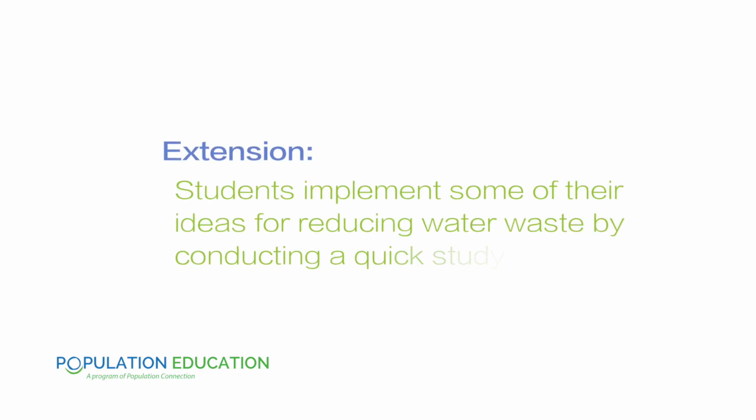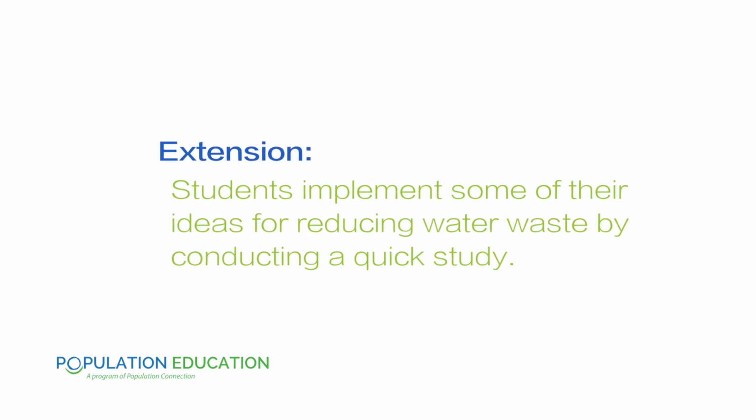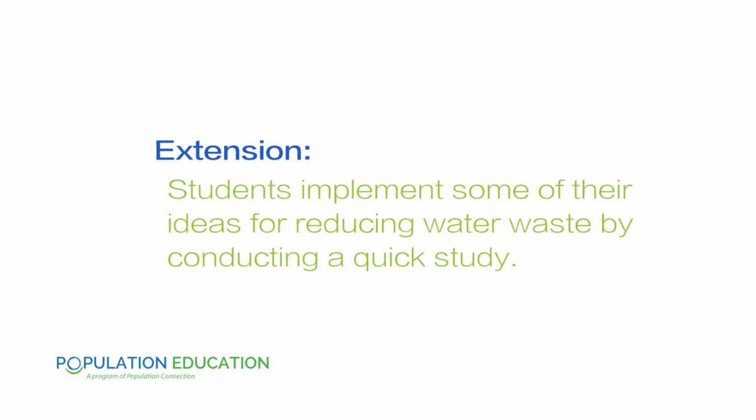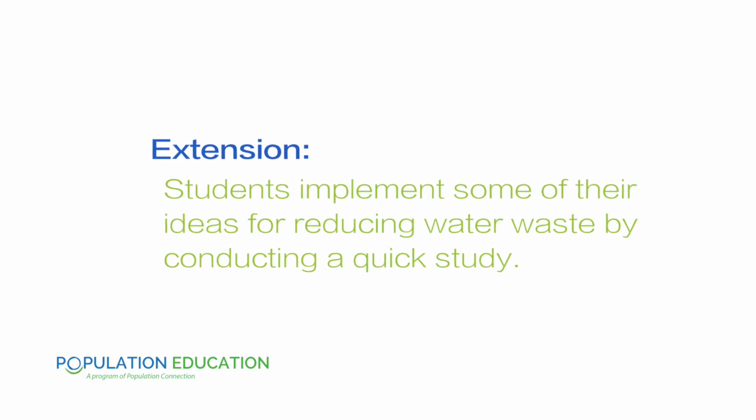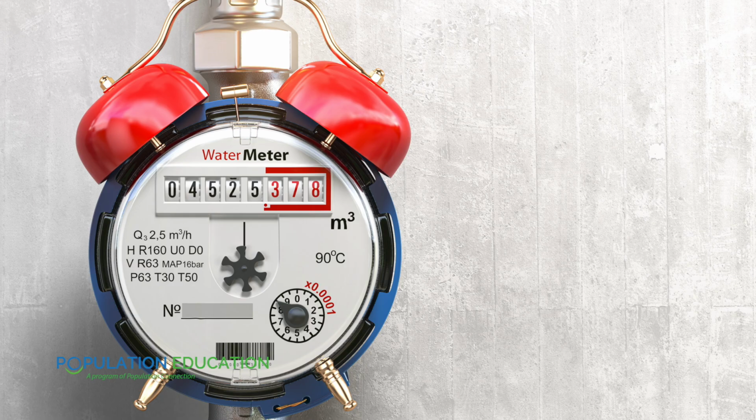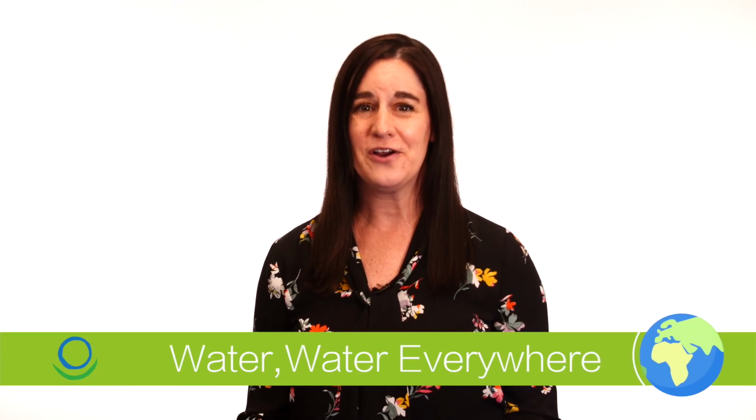Finally, as an extension activity, you can have students implement some of their ideas for reducing wastewater by conducting a quick study. They'll first read their water meters for a week for a baseline of their family's water usage. Then, they'll implement a water conservation plan for the next week and read the meter again to find out how much water they were able to save. And that's water, water everywhere.